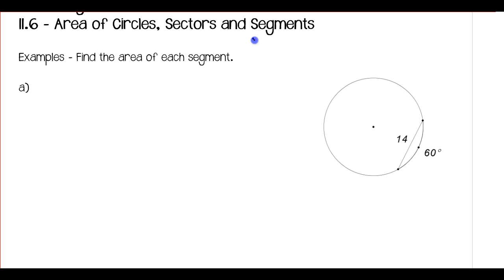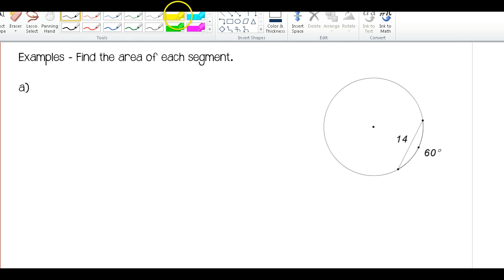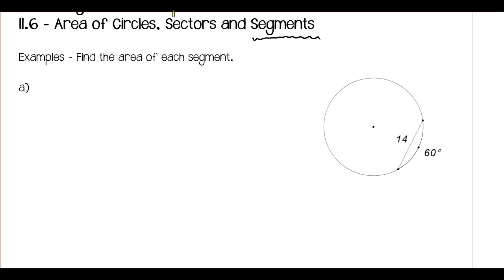And this word segments here has a different meaning in this context than what we normally mean by segments, which is a portion of a line that starts and ends at points. So just so we're all on the same page, when we talk about a segment, we're actually talking about this piece of the circle, this highlighted piece.